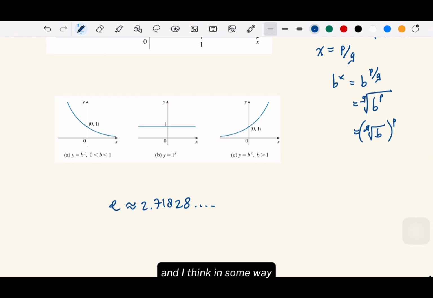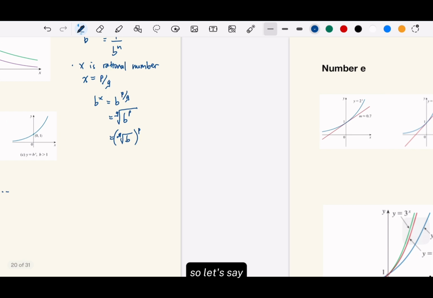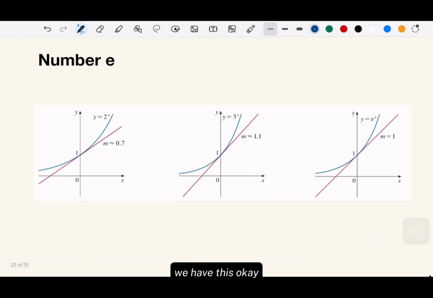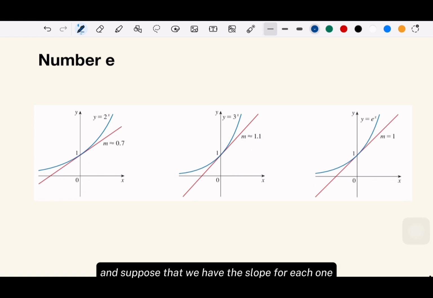And I think in some way, before learning to do it with calculus, we can try trial and error. That's the best way if we don't know many things. Just try and error. So let's say we have this: base of 2 and base of 3. And suppose that we have the slope for each one.